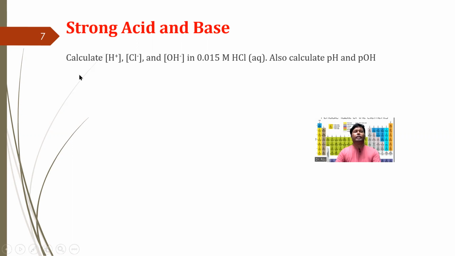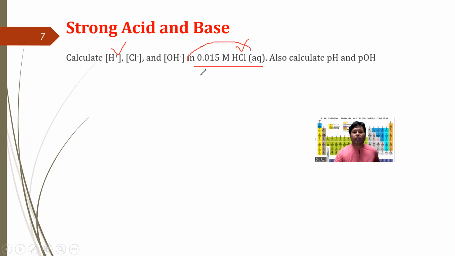So now here we have an example. Calculate the concentration of H plus, the concentration of Cl minus, and the concentration of OH minus in 0.015 mole of HCl. So you have a hydrochloric acid solution. Hydrochloric acid is a strong acid, and a strong acid is completely ionized. So if you have 0.015 mole of hydrochloric acid, what concentration do you expect for H plus?